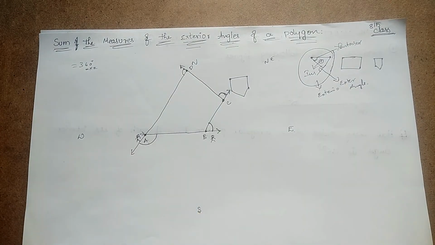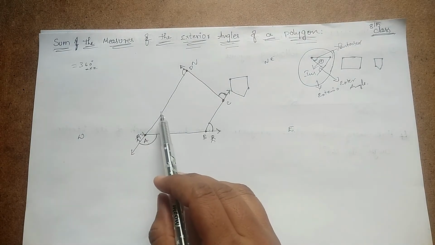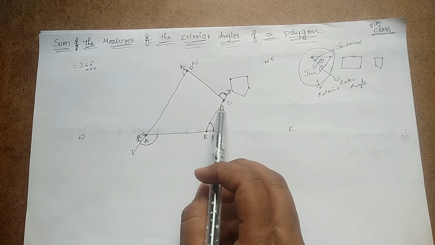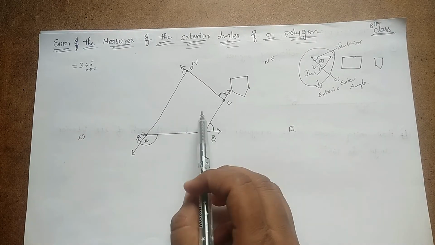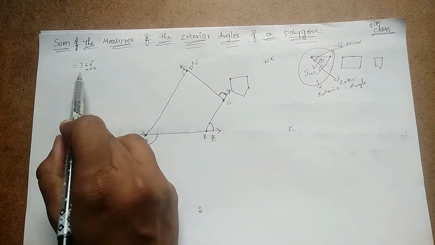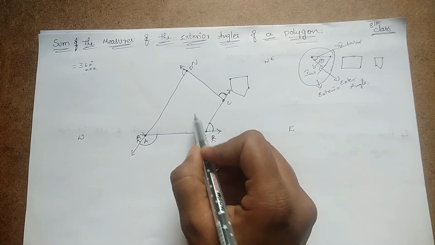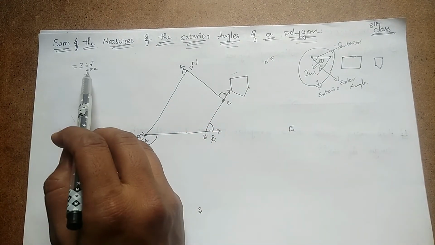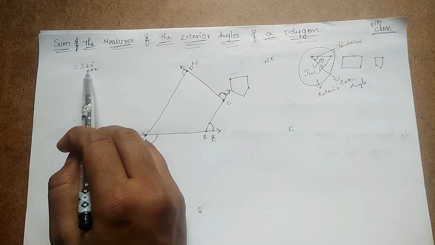Here we have 4 sides and 4 angles. It is a quadrilateral, and it is also said to be a polygon. The sum of exterior angles we have to find is 360 degrees, because the theorem states that the sum of measures of exterior angles of a polygon must be equal to 360. We have to prove that.